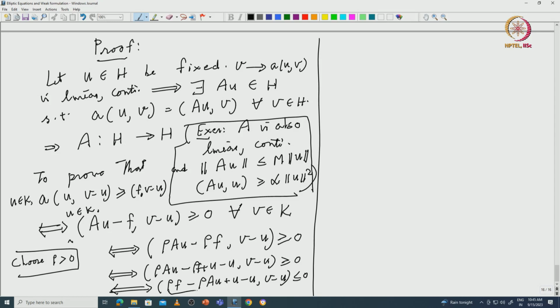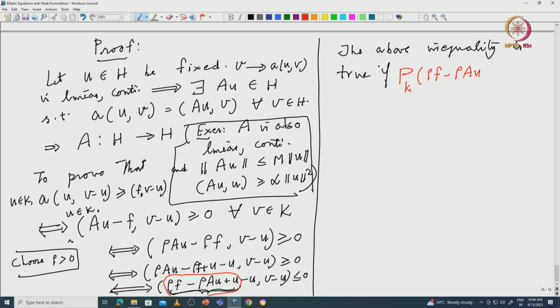Now look at this one. The above inequality is true. This is precisely the projection inequality we have proved. The above inequality is what you want to prove is true if this portion is a projection of U. You look at it. So that means P_K of U should be the projection. That is what the projection inequality says, rho of F minus rho of AU plus U is equal to U. That is what you want. You want that to be the projection of U, right, that one.